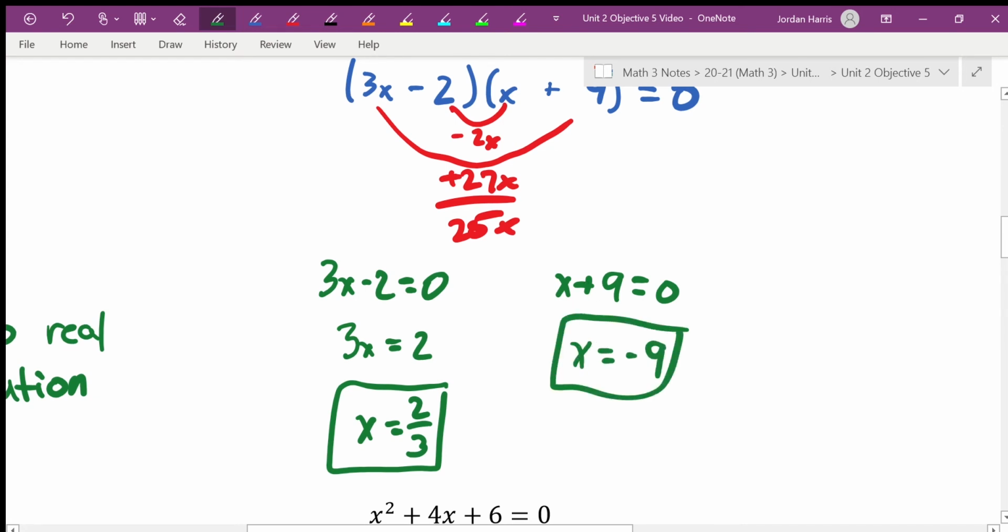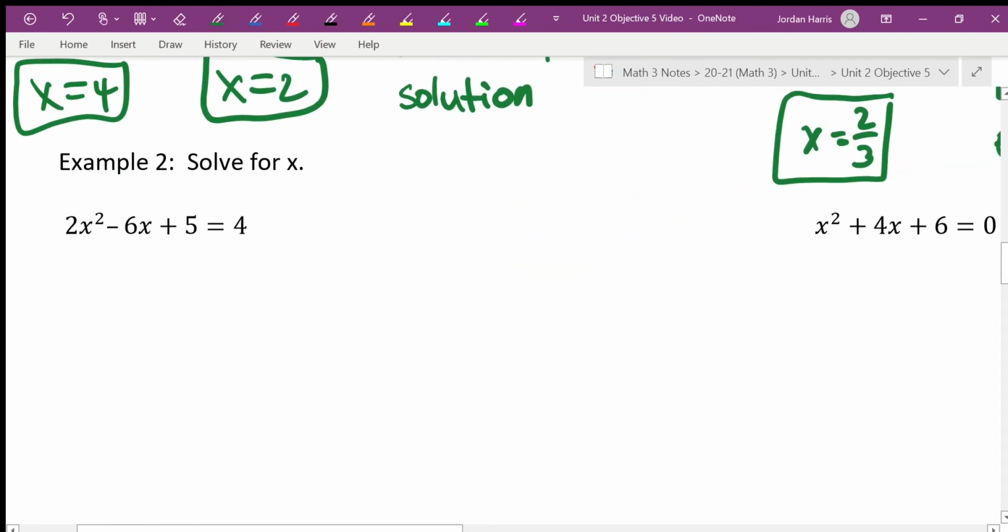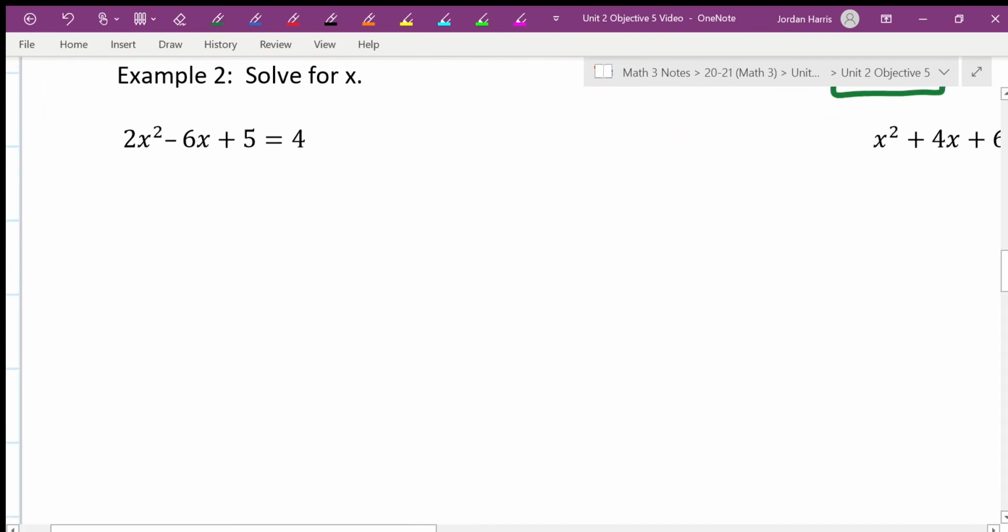And I got my 2 solutions, 2/3 and negative 9. Once again, 2 real solutions. And only 2 total solutions as well. All right, next one. Has to be equal to 0. So I have minus 4, minus 4. So I get 2x squared minus 6x plus 1 equals 0.